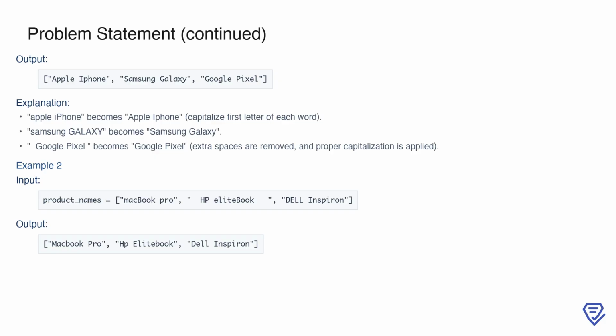Another example is product_names equals MacBook Pro, HP EliteBook, Dell Inspiron, which should produce MacBook Pro, HP EliteBook, Dell Inspiron. Again, the function applies proper capitalization, removes extra spaces, and ensures each word in the product name is separated by a single space. These examples highlight how the function handles different cases of capitalization and spacing.